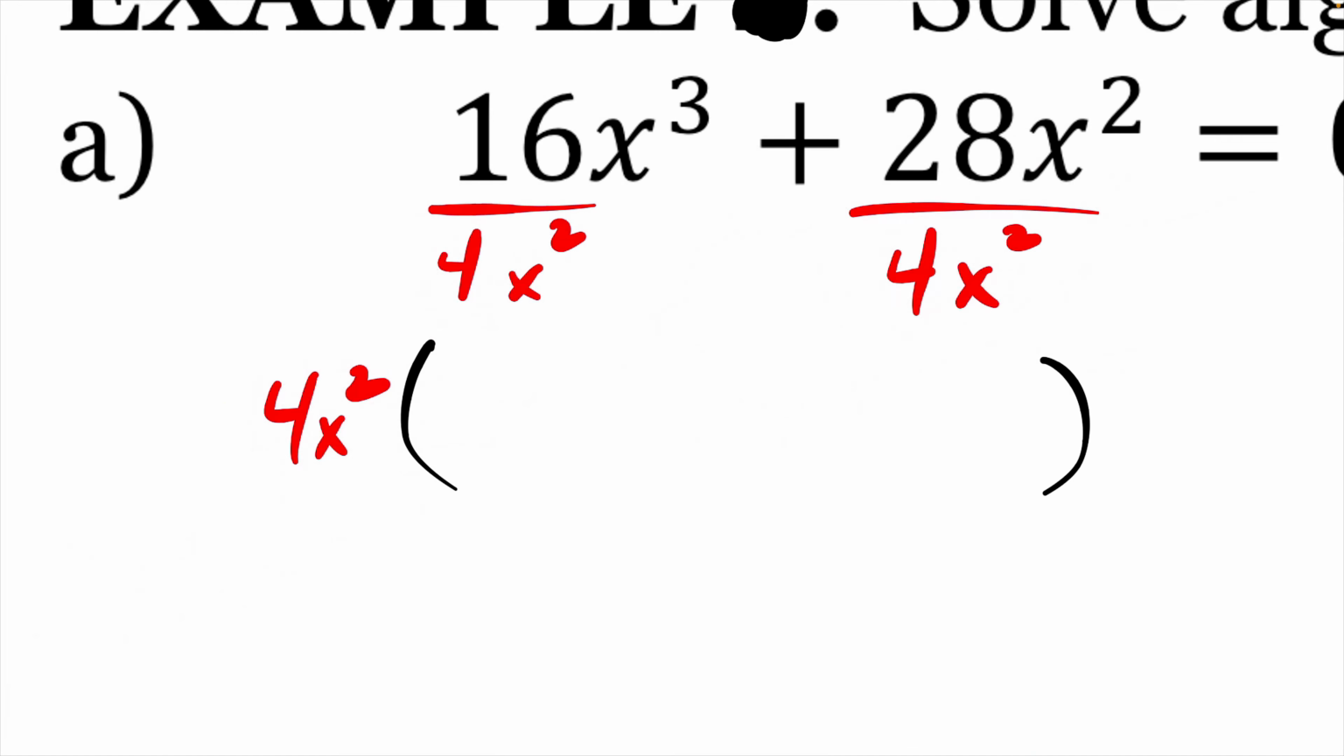The equals 0, you just write it down. It doesn't affect the problem, so it's not going to affect your answer or any of the steps. So 4 goes into 16 4 times. If I take away 2 powers, that still leaves x. 4 goes into 28 7 times, right? And then if I take away 2 powers of x, I don't have anything left. No powers of x. Step 2 done.